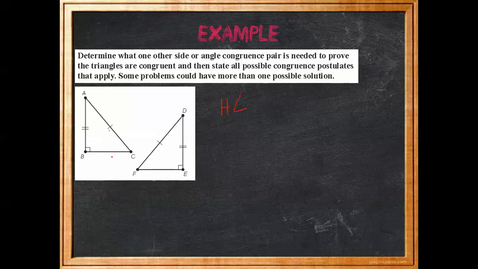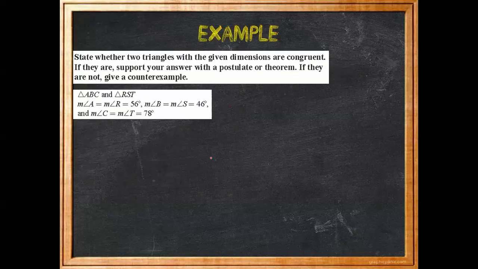Something else: if we had that these sides were congruent, we could say side, side, side would be congruent. If we had these two angles as congruent, then we could say angle, side, angle. Again, if we had this side, we could say angle, angle, side. So there's actually just a little bit of information that we need, and we could use a whole lot of different postulates for this one.